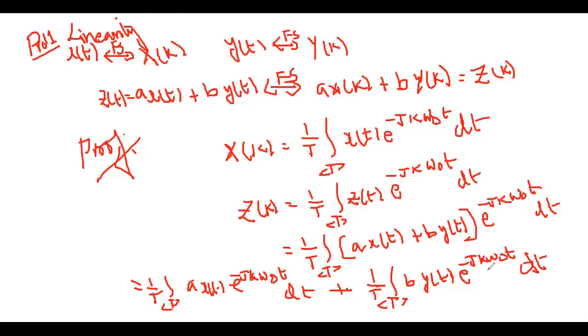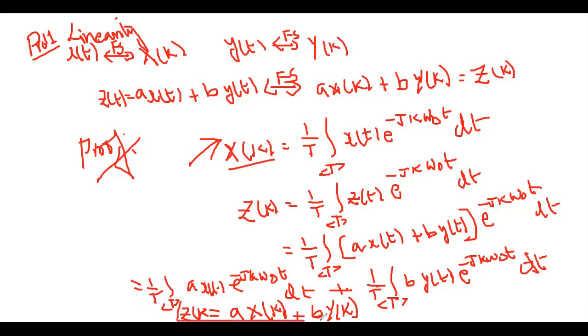Now observe the two terms. In the first, the integral of x of t e power minus jk omega naught t dt with 1 by T is nothing but x of k, and a is a constant, giving a times x of k, as per the definition of the analysis equation of the exponential Fourier series. And in the second, b is a constant, and 1 by T, the integral of y of t e power minus jk omega naught t dt is y of k. So a times x of k plus b times y of k is z of k.